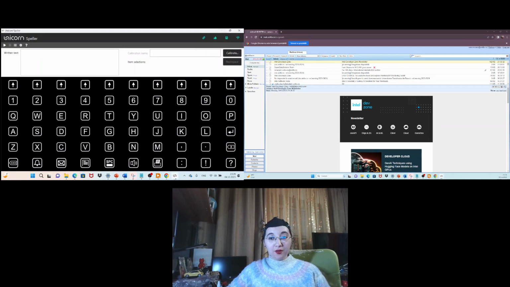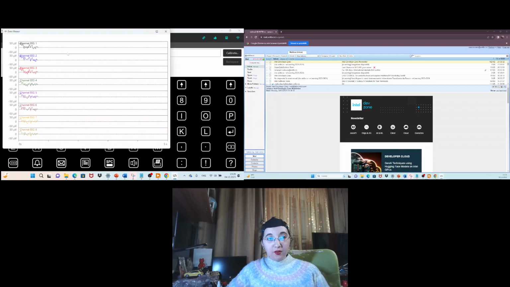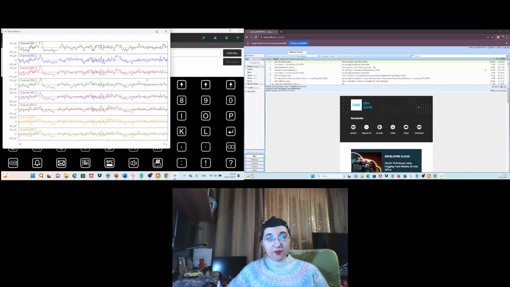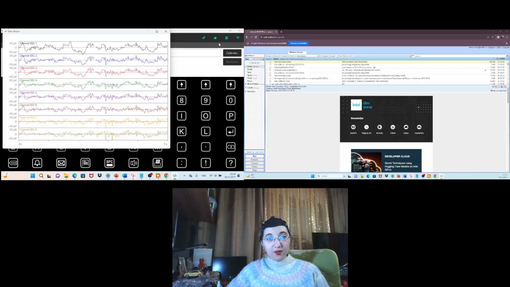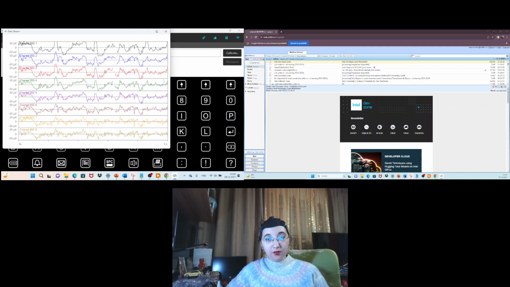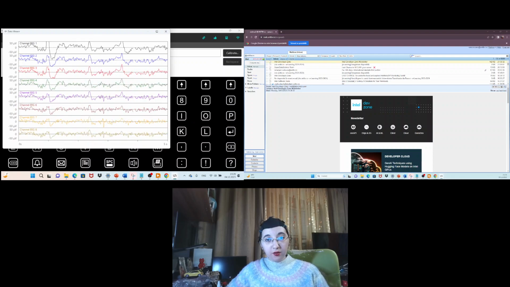Okay, so here is the Unicorn P300 speller board offered by the g.tec company, and here is the data viewer with the current acquisition or detection of the raw EEG signals. Here in the right corner, you can see the OK indicator that shows the excellent quality of the acquired EEG signals. I blink, so here you can see the pattern of the EEG blinking. So everything looks perfect.